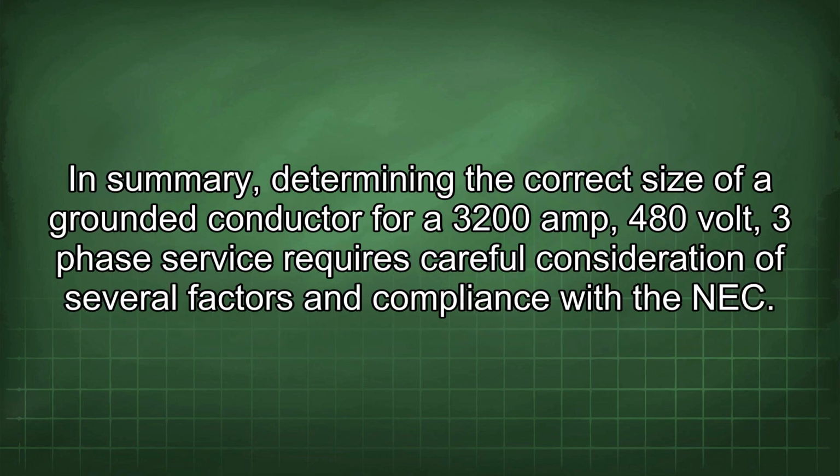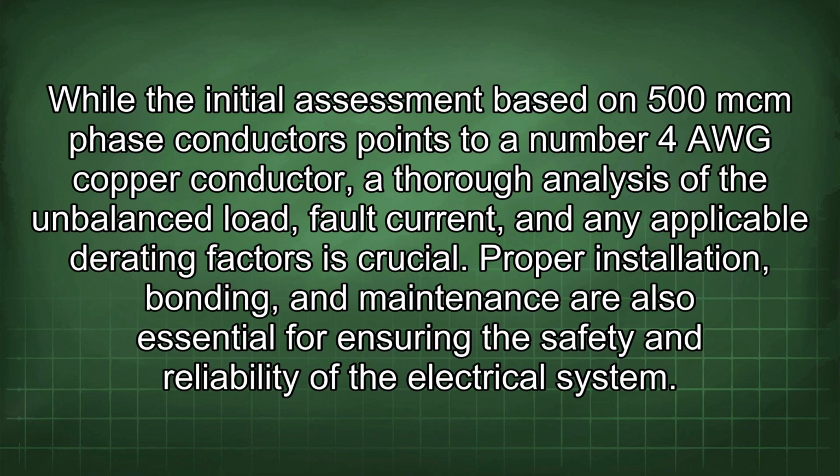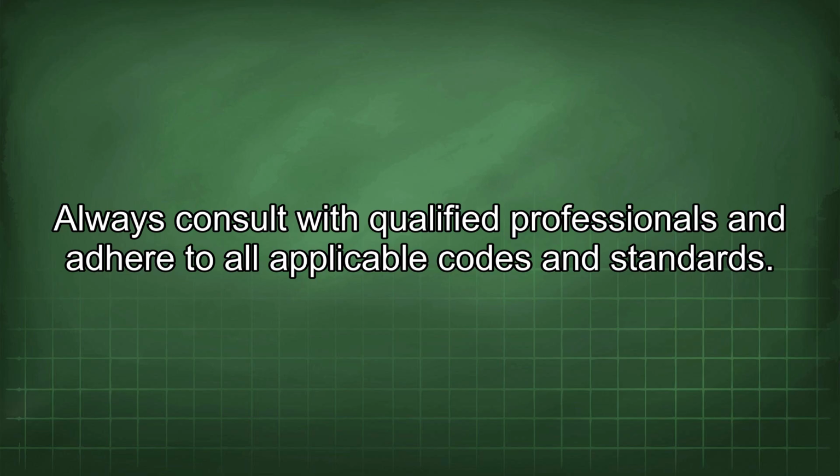extended. In summary, determining the correct size of a grounded conductor for a 3200 amp 480 volt 3-phase service requires careful consideration of several factors in compliance with the NEC. While the initial assessment based on 500 MCM phase conductors points to a number 4 AWG copper conductor, a thorough analysis of the unbalanced load, fault current, and any applicable derating factors is crucial. Proper installation, bonding, and maintenance are also essential for ensuring the safety and reliability of the electrical system. Always consult with qualified professionals and adhere to all applicable codes and standards.